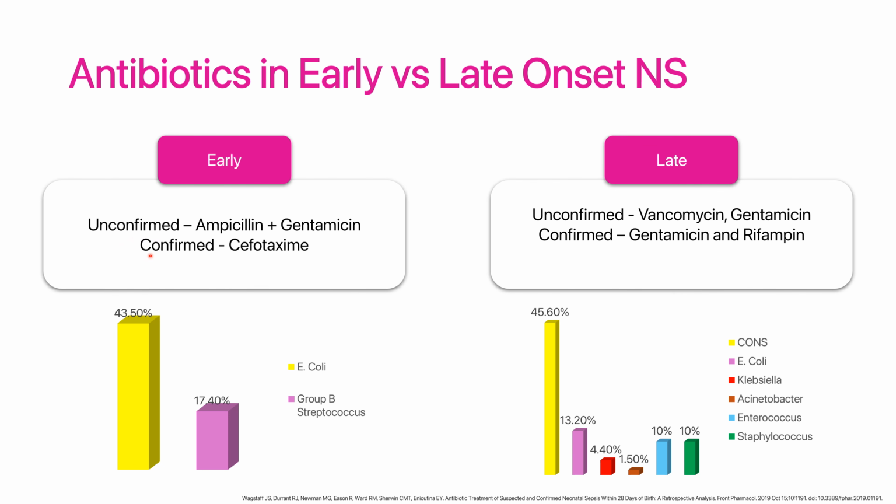We have to always use antibiotics from the aware group. So in unconfirmed cases or empirical therapy, mostly it has been seen that if you use ampicillin and gentamicin, then it will cover most of the organisms, and after confirmation, if sensitive, you can change to cefotaxime. Similarly, in the late onset cases, in this study it has been seen that most of the babies got vancomycin and gentamicin as the empirical treatment, and after confirmation they needed to be changed to gentamicin and rifampin depending upon the sensitivity reports.